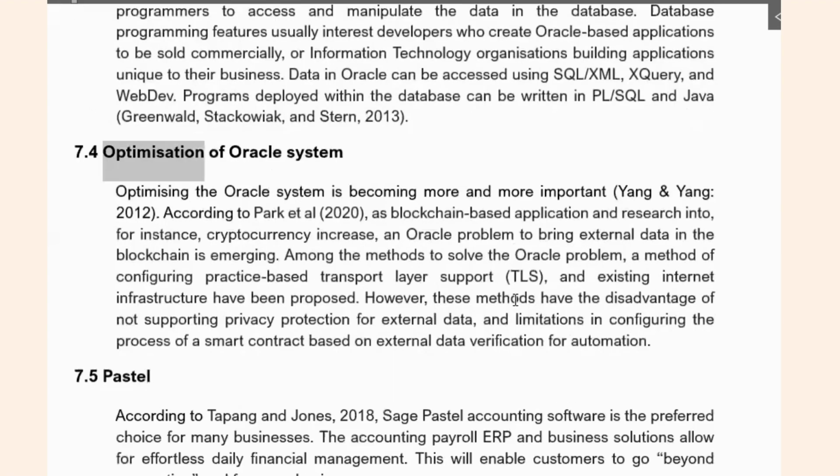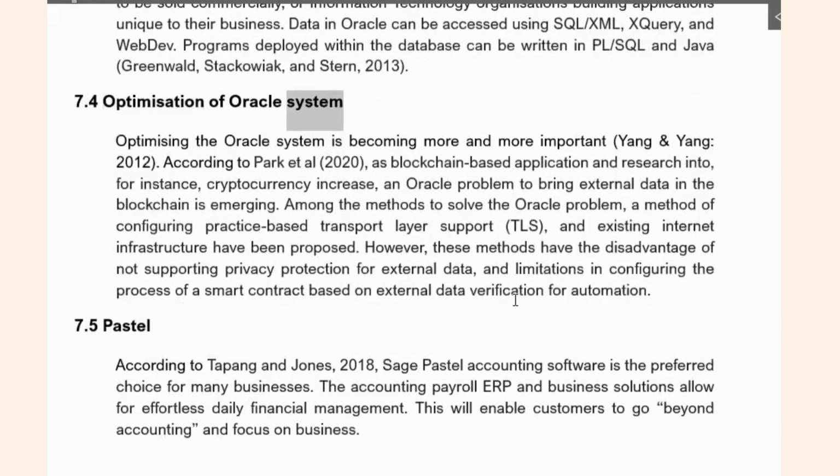7.4 Optimization of Oracle System. Optimizing the Oracle system is becoming more and more important (Yang and Yang, 2012). According to Park et al., 2020, as blockchain-based applications and research into, for instance, cryptocurrency increase, an Oracle problem to bring external data into the blockchain is emerging.